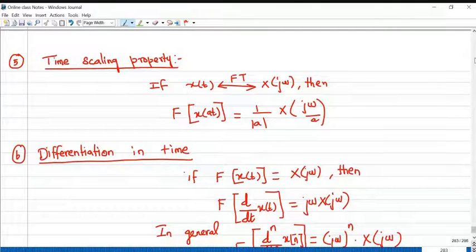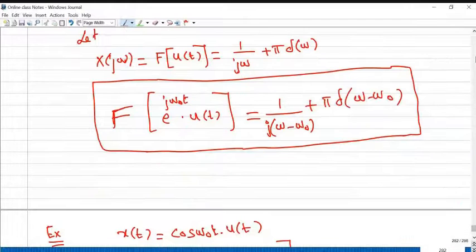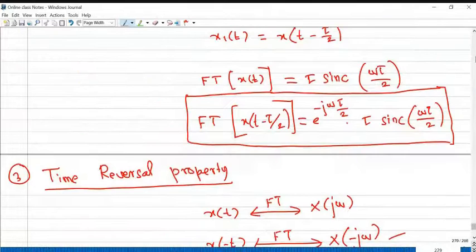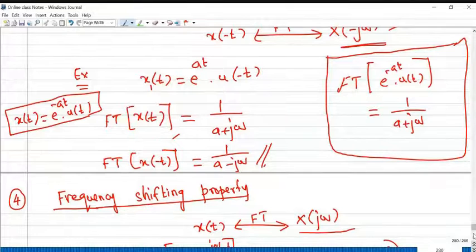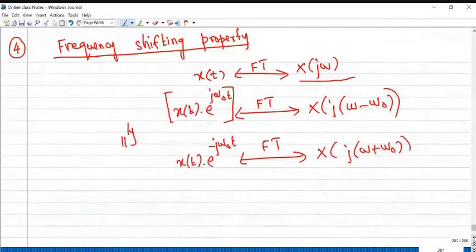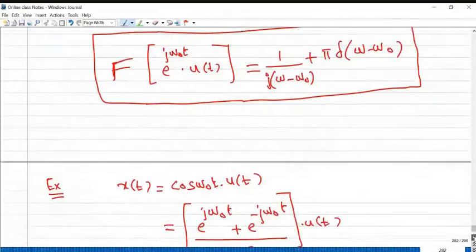So we are discussing properties of Fourier transform and problems based on Fourier transform properties. So linearity property, time shifting property, time reversal property, frequency shifting property. These are the properties we completed, and simultaneously we have solved a few problems also as an example of each and every property, how to use those properties and all.